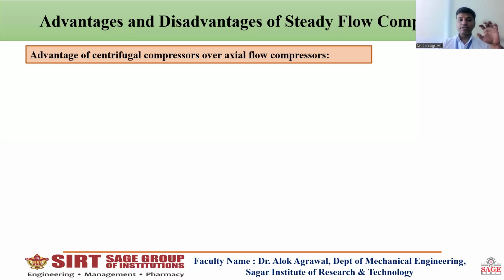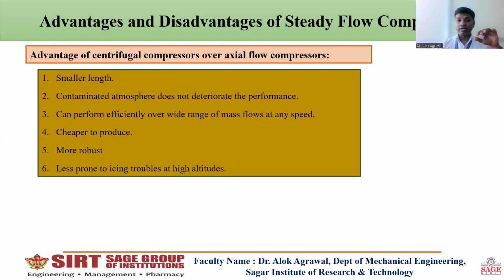In centrifugal compressor, what is happening? Air will move in a radial direction, whereas in axial flow compressor, air will move along the axis of the rotor or the rotating element. So this is the basic difference. So what are the advantages of centrifugal compressor? Its length is less because the flow of fluid is in a radial direction, whereas in axial flow, it needs to flow along the axis, so its length should be more.